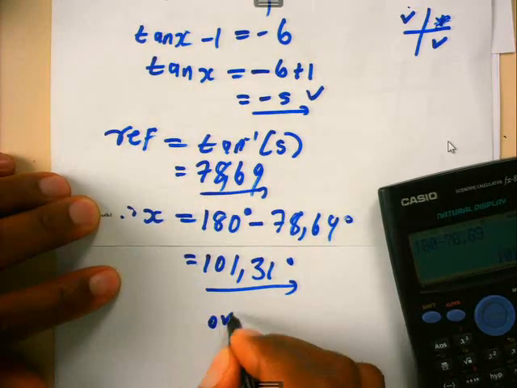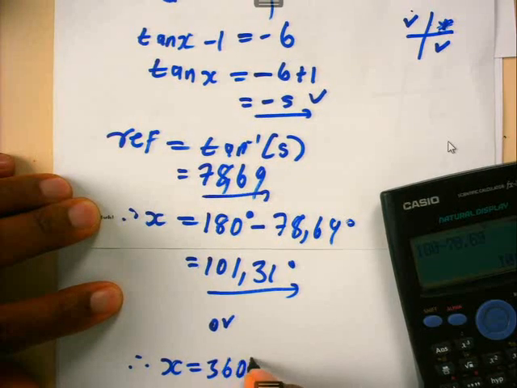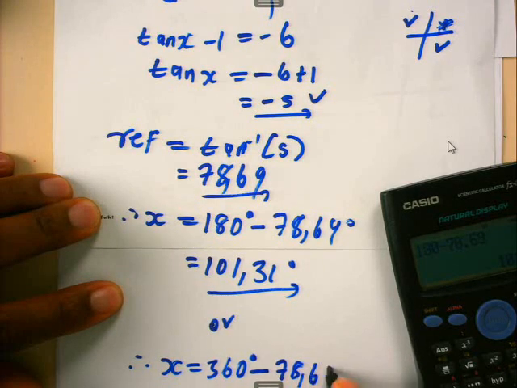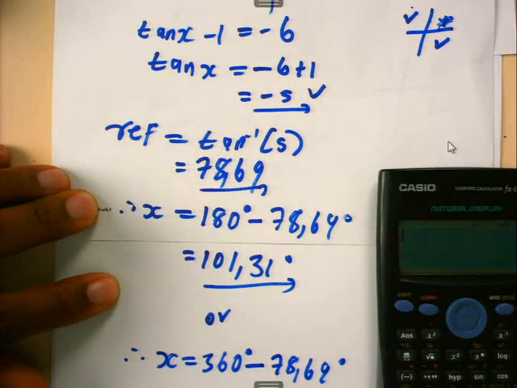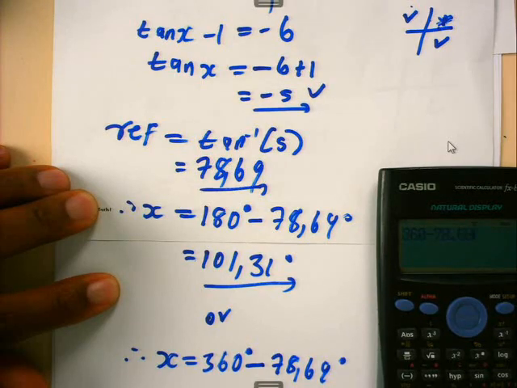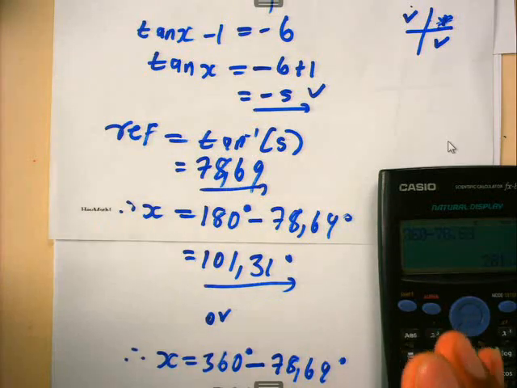That is the first solution that we have, which is in the second quadrant. The other one is in the fourth quadrant, that will be x is equal to 360 degrees minus the reference angle, which is 78.69 degrees. Now we say, okay, 360 degrees minus 78.69, then the answer that we have is 281.31.